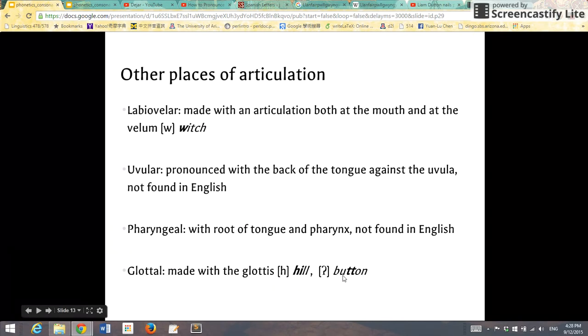Instead of pronouncing the word button fully, I think most American English speakers would pronounce it with a glottal stop, right? This glottal stop is the sound in button. And also when you try to carry something very heavy, you'll make a sound when you use your strength. The sound is a glottal stop. Like this. This is a glottal stop.